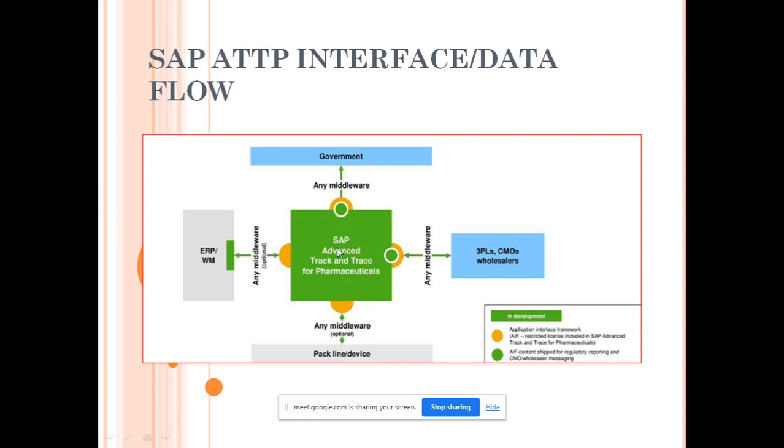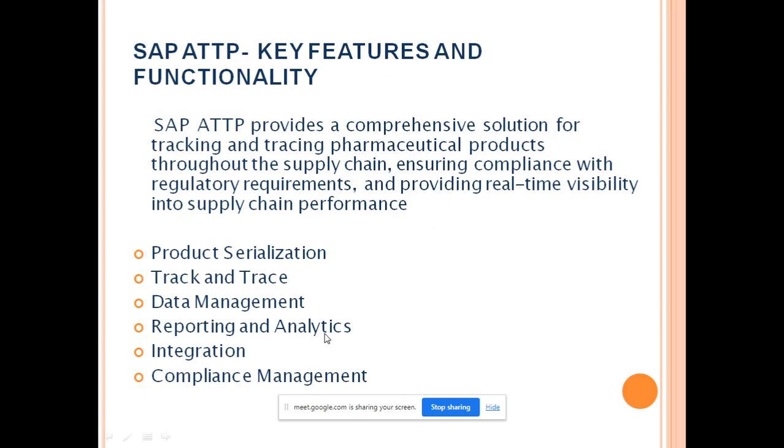So this is the integration of the SAP ATTP system with other external systems like SAP ECC or S/4HANA, the packing line system, or government legislation systems. This includes the US government, Russia government, EU hub, FDA, and China legislation. So this is about the integration of the ATTP system with other systems.